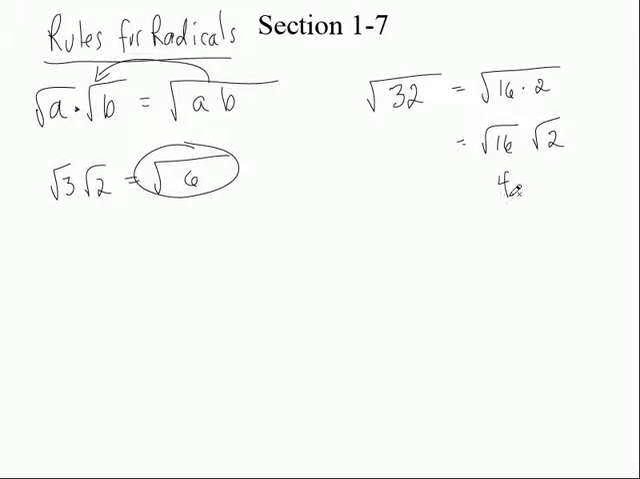The square root of 16 is 4, and then you just keep the square root of 2, and now that's what that is simplified. Okay, do you remember doing that in Algebra 2? Yeah. So we'll get into that a little bit later, but that's where that rule comes from, and that's why you can do that stuff right there.